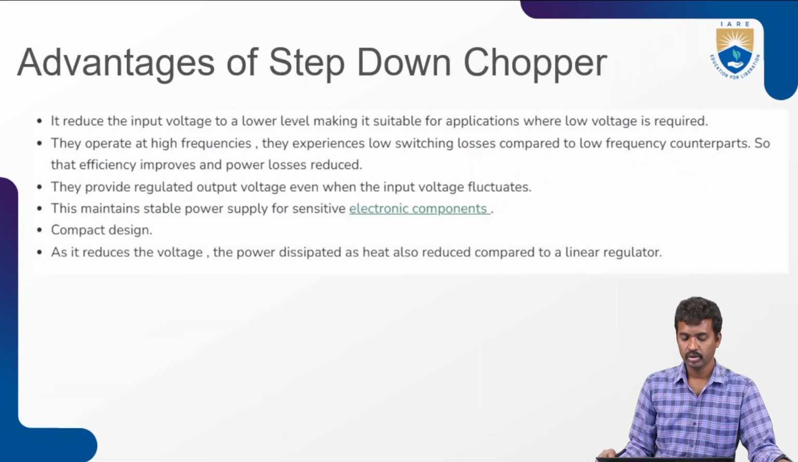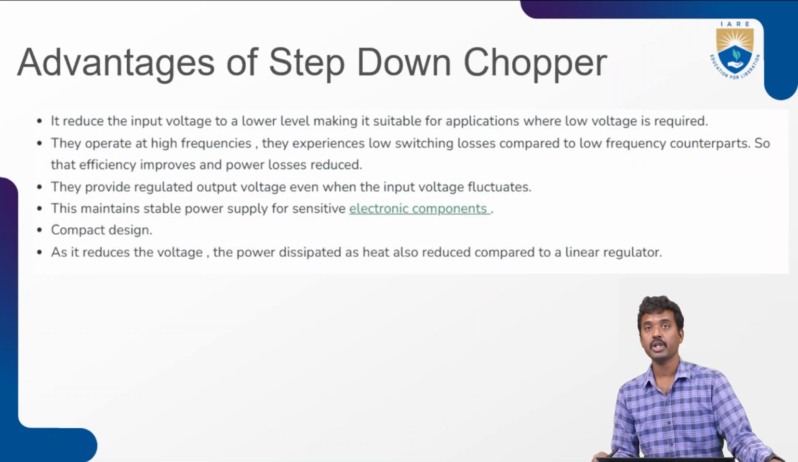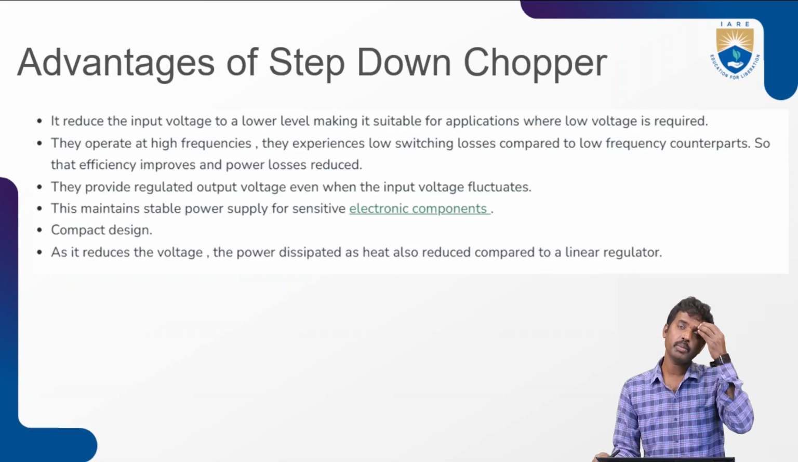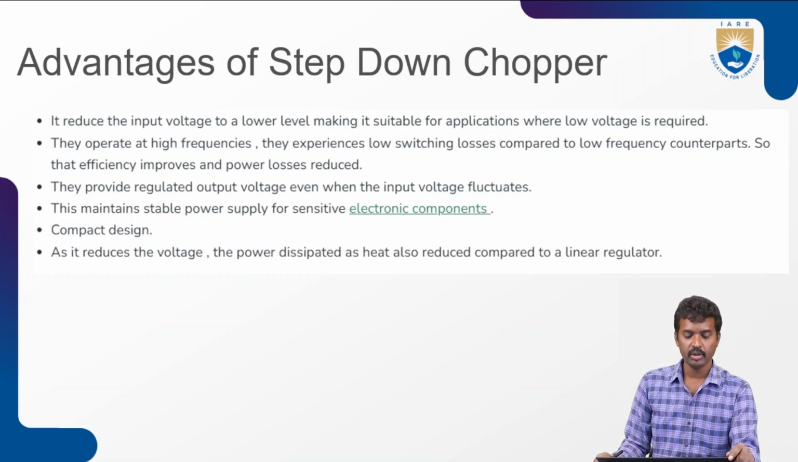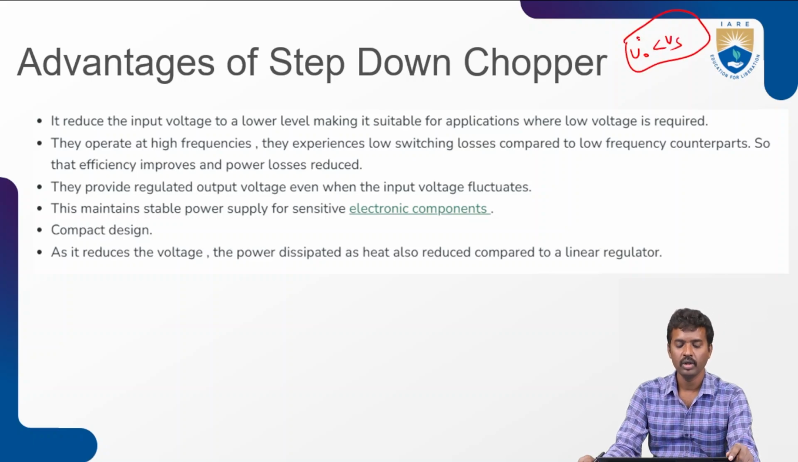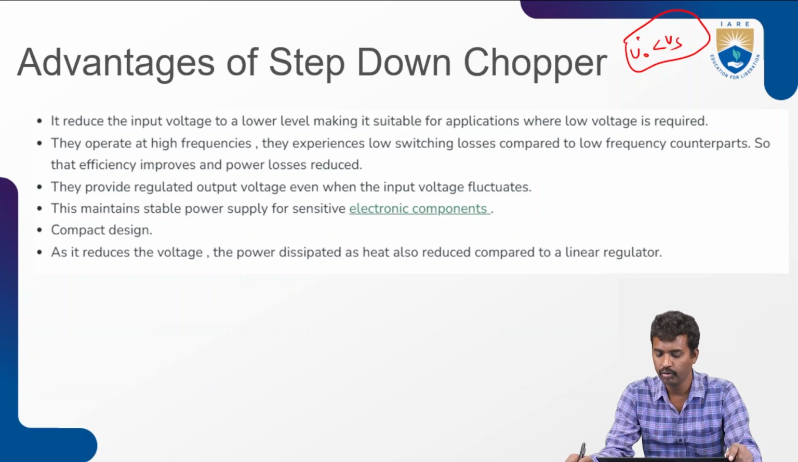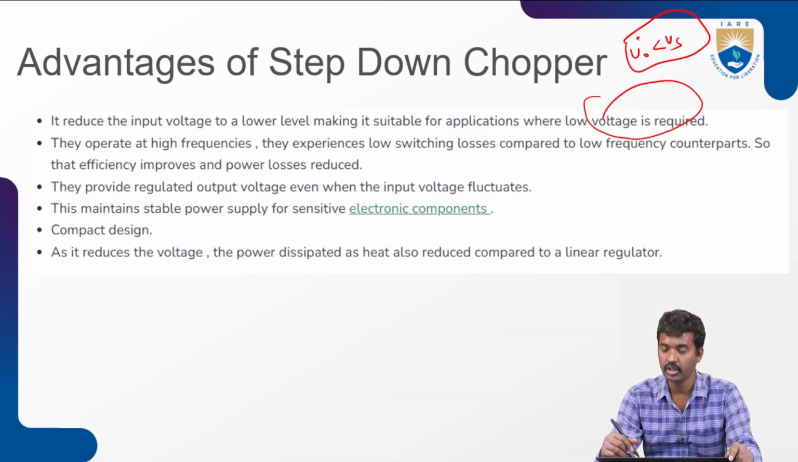Now, what are the advantages of the step-down chopper? A step-down chopper reduces the input voltage, that is, V naught is less than Vs. It gives a lower voltage level, making it suitable where low voltage is required. It also operates at high frequency.